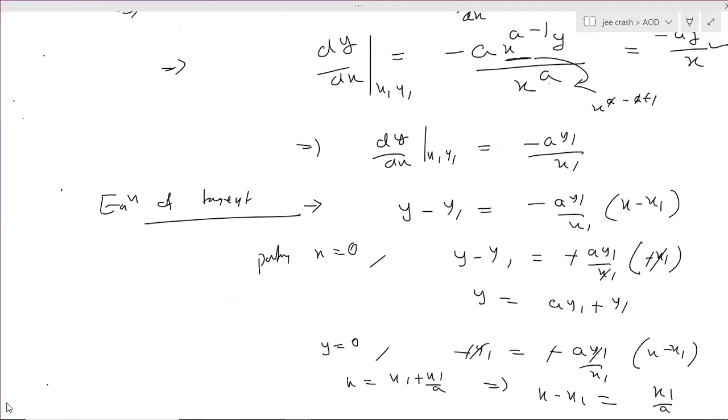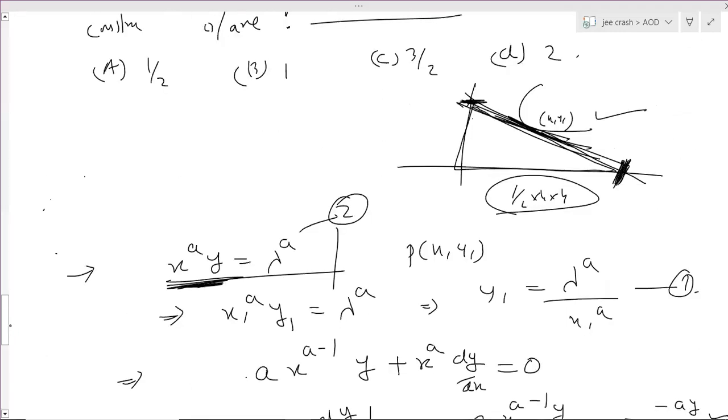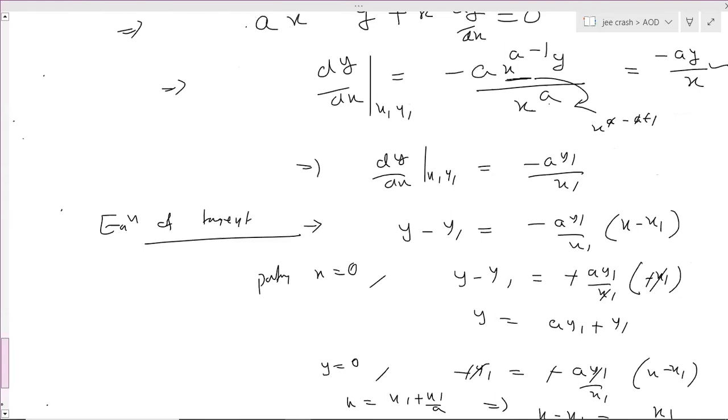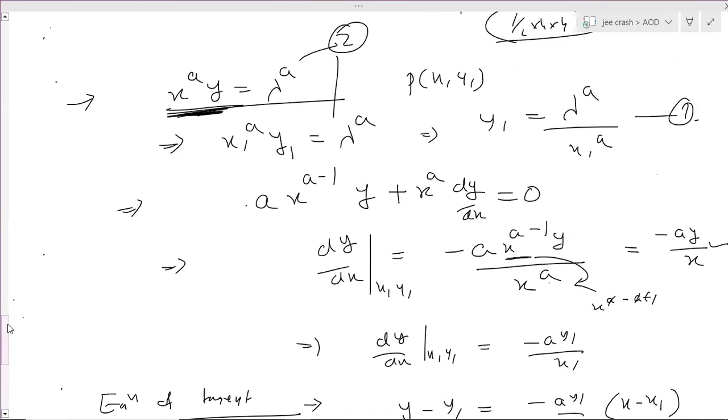So area, we have got this point, we have got this point. So area will be half into base into height. Half into base is the x coordinate. So x coordinate is x1 plus x1 upon a into y coordinate a y1 plus y1. All right. We have already found the value of y1 from the previous equation.